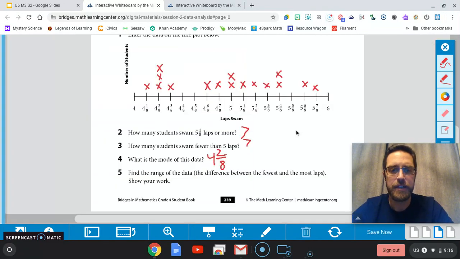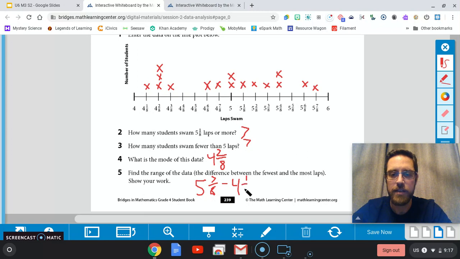So let's go back and look. In our data set, a lot of people would look at this and go, oh, hey, 6 minus 4, but we don't have anything at 4 and we don't have anything at 6. So our greatest is 5 7/8, and the difference means subtraction, minus 4 1/8. So what is the difference between our largest and our smallest? So 5 7/8 minus 4 1/8. Well, 5 minus 4 is 1. 7/8 minus 1/8 is 6/8. So our range would be 1 6/8.